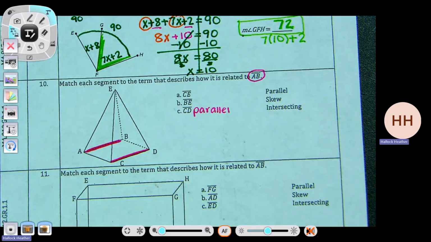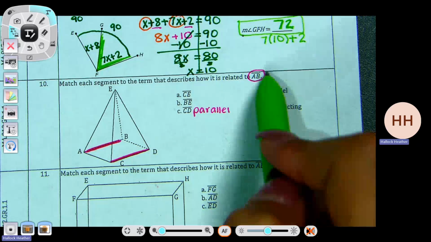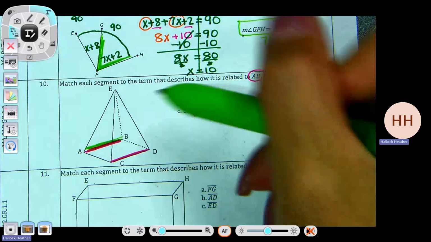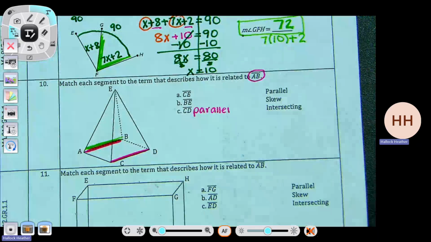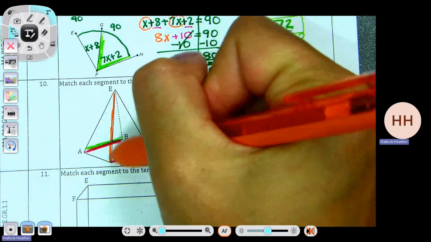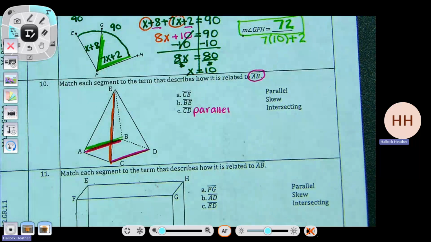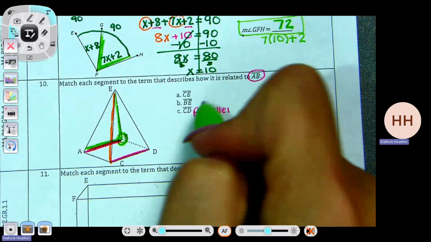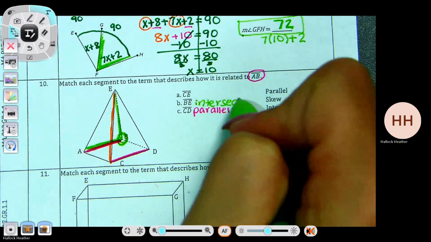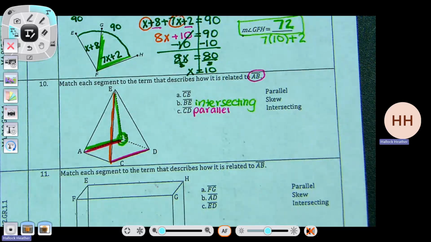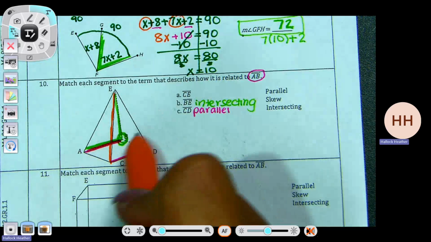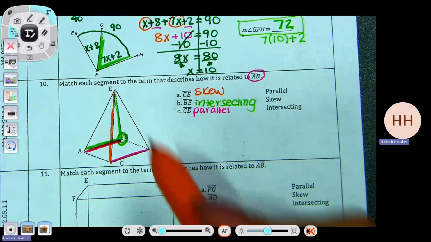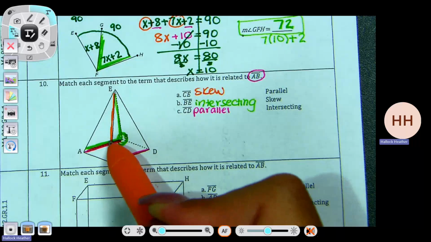If I look at the last two, intersecting means they're going to cross. So I'm still looking at AB. I'm looking for something that intersects. CE goes this way. Those do not intersect because you have to remember this is like a 3D shape. It would intersect with BE. They cross, they touch right here at B. So this is intersecting. Skew would be, because AB is this back piece, this is a 3D shape, so that would never cross with CE. Yes, they cross right here, but it's a 3D shape, so they're not actually crossing.